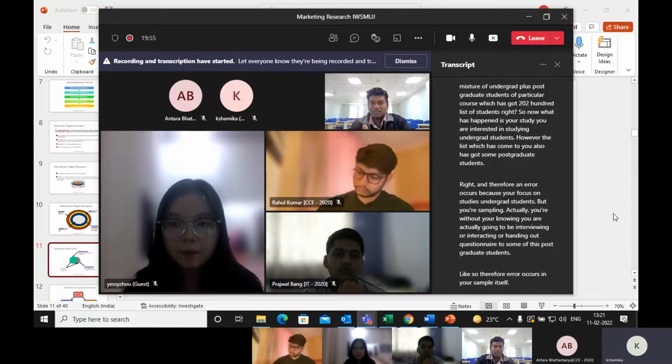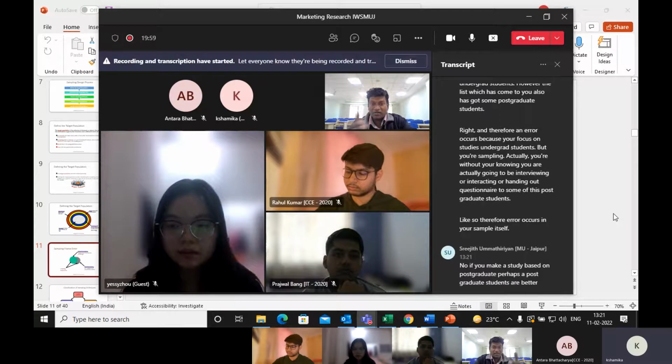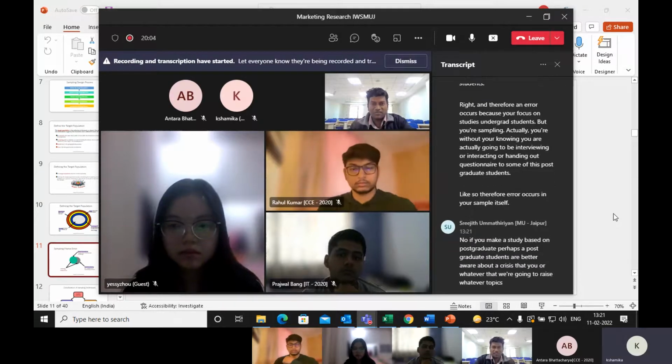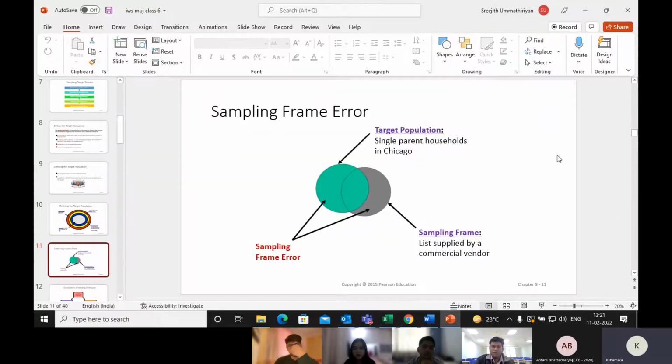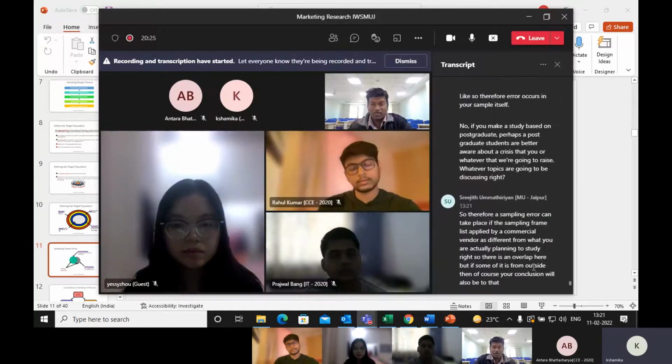Now, if you make a study based on postgraduate students, perhaps they are better aware about a crisis or whatever topics you're going to be discussing. So a sampling error can take place if the sampling frame list supplied by a commercial vendor is different from what you are actually planning to study. There is an overlap here, but if some of it is from outside, then of course your conclusion will also vary to that extent, or it will not be accurate.